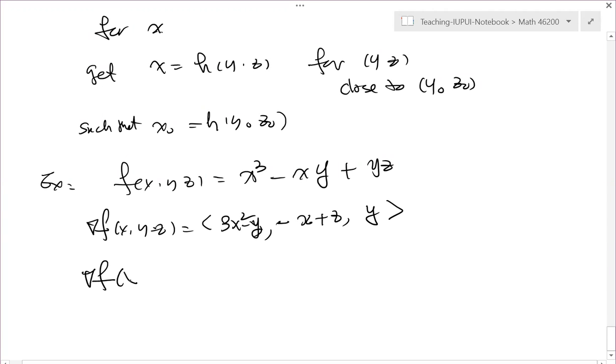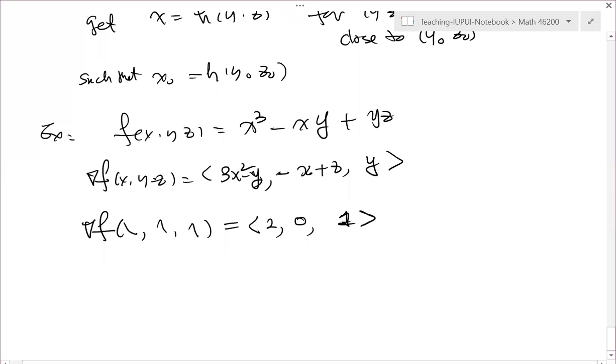So let's assume the point is 1, 1, 1. I can make it easier, 1, 2, 3, doesn't matter. Just take a look at the point. So that's going to be 2, right? That's a 0. When x is 1, y is 1, just 2, and that is a 1. So based on our theorem, the first component is not 0. The second component is not 0.